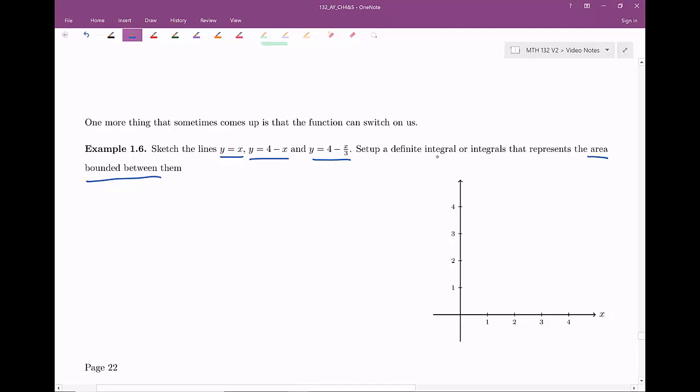All right, so I'm going to set up a definite integral, or integrals, that represent the area bounded between them. Notice it doesn't say to actually evaluate this out, we're just going to do the setup. I think that's the difficult part here. So let's actually sketch these out and see what the situation looks like.